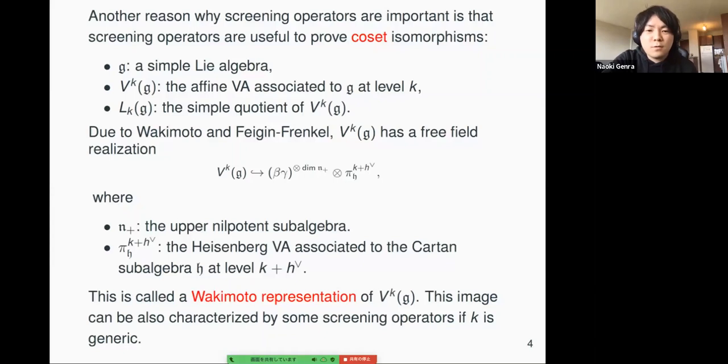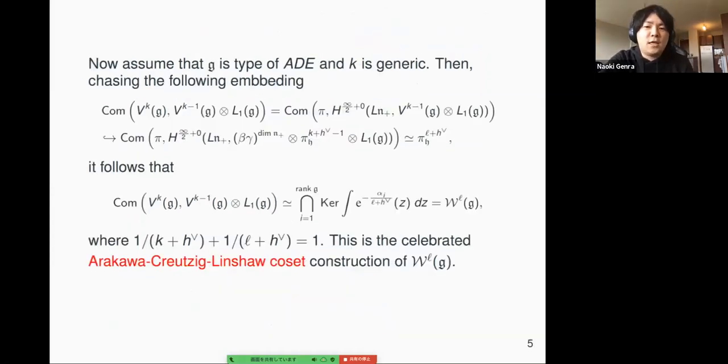Now, due to Wakimoto for the sl_2 case and Feigin-Frenkel for general g, V^k(g) has a free field realization. In fact, V^k(g) is embedded in the tensor product of the beta-gamma system, whose number is just the dimension of n_+, and the Heisenberg vertex algebra. Here n_+ is the upper nilpotent subalgebra, and the Heisenberg part is the Heisenberg vertex algebra associated to the Cartan subalgebra of g, but the level is k+h^∨. This is called the Wakimoto representation. Also, this image can be characterized by the intersection of kernels of some screening operators for generic k. So now we consider g of ADE type and k generic.